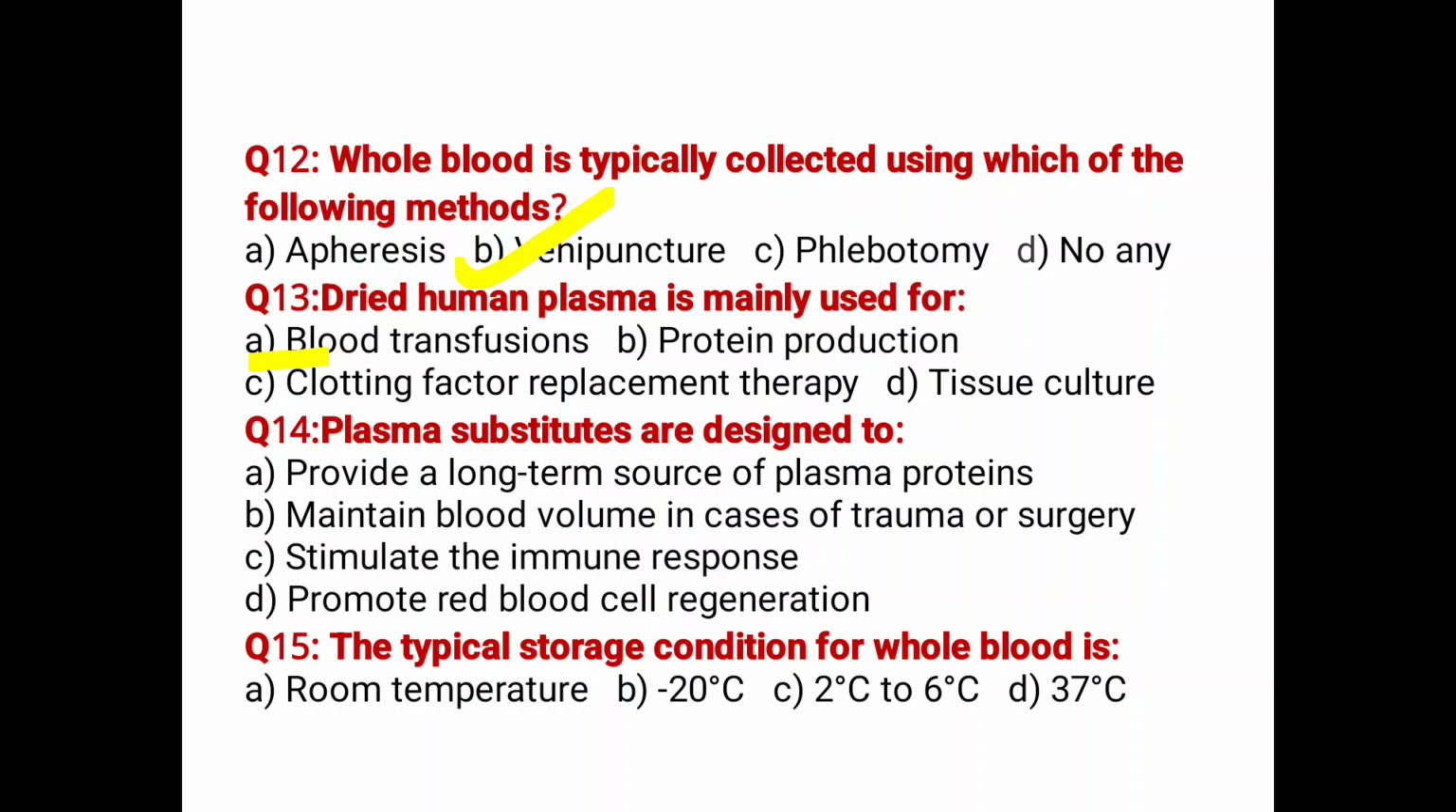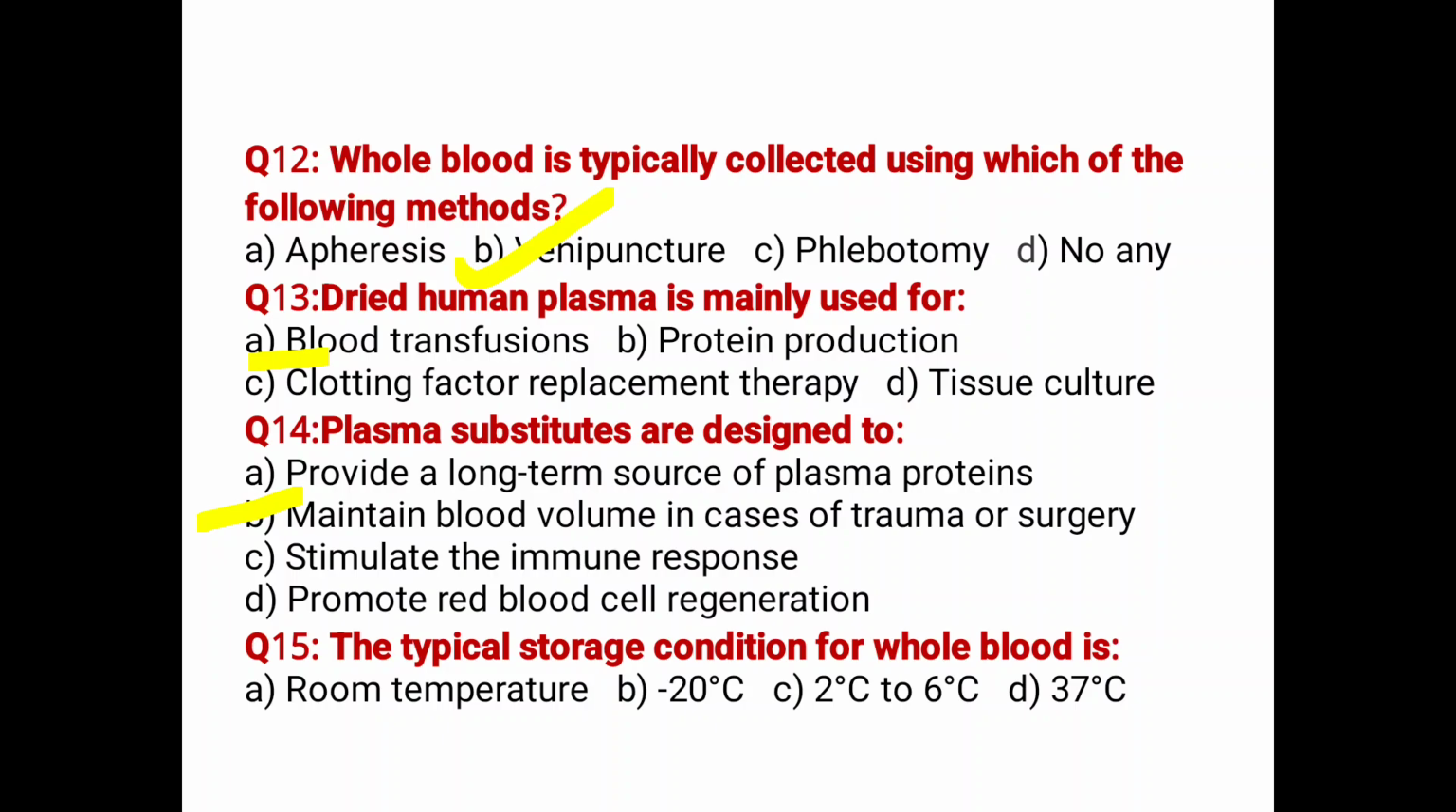Plasma substituent. Plasma substituent, example dextran, a substitute of plasma for longer duration, to maintain blood volume in case of trauma or surgery. So B is the correct answer.